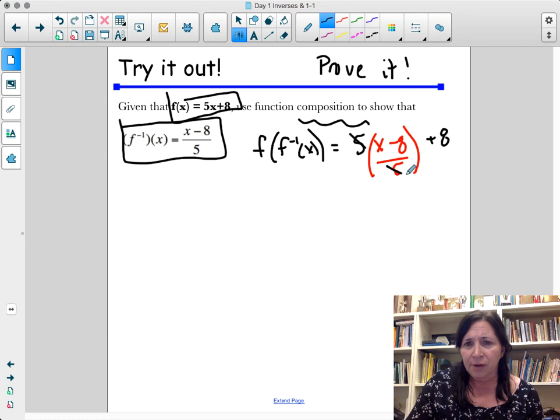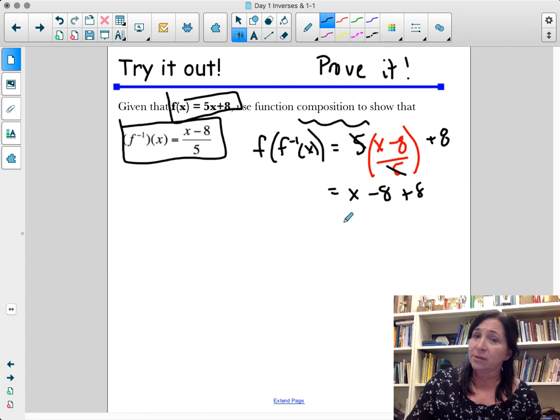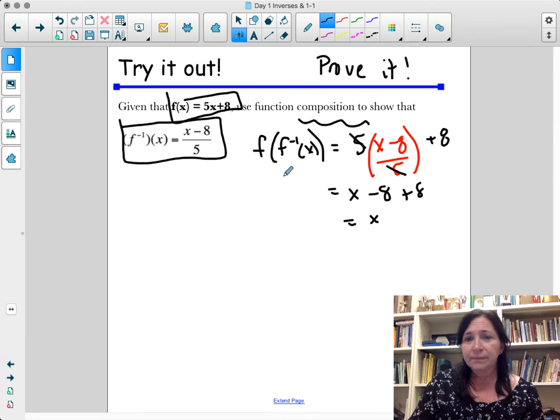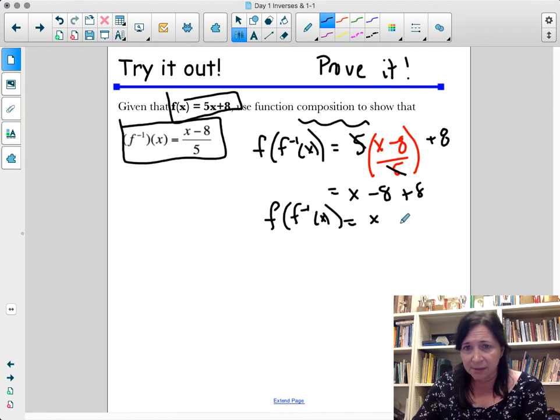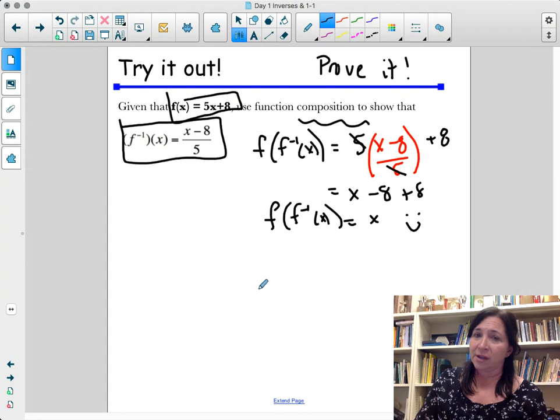Well, 5s are going to cancel. I get x minus 8 plus 8. 8s are going to cancel. X. So f inverse of x is equal to x. Happy face. That's good. That's what we want. We want it to equal x.